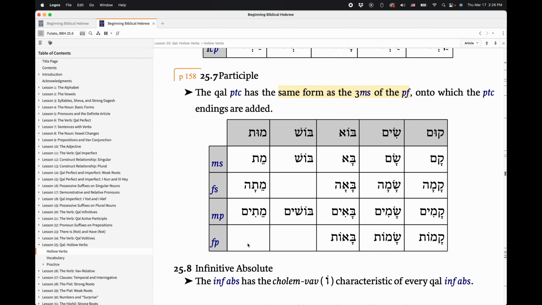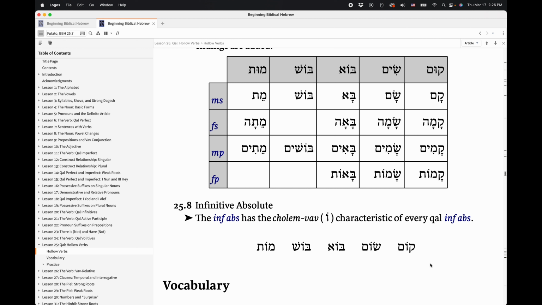The last one to look at is really simple. This is the infinitive absolute. And really the only thing you need to be aware of here is that regardless of what type of hollow verb it is, whether it's a holom vav hollow verb, a hirik yod hollow verb, or a shurik hollow verb, the infinitive absolute is going to put a holom vav in there every time. So, for example, bosh and bo are going to look identical in the infinitive construct and the infinitive absolute. But kum is going to look different in the infinitive absolute than the infinitive construct. Kum becomes kom. Sim becomes som. Moot becomes moat.